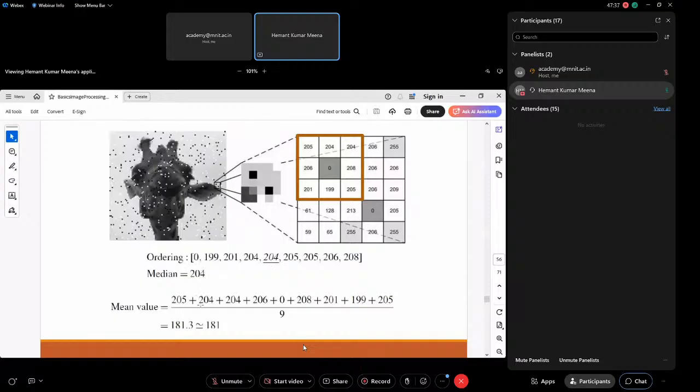What will happen when we apply the mean value? If we apply the mean value, each value is multiplied by one, we add up all these values, and it is divided by 9. So the value here comes to 181. The important thing here is that the neighborhood information has translated to the 204 value in one case and to the 181 value in the other.